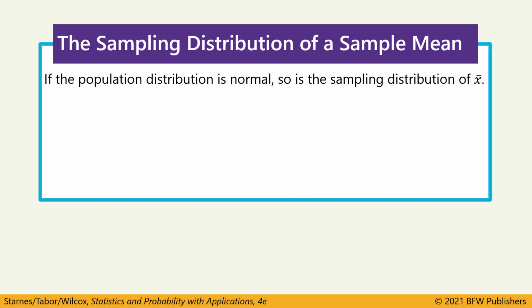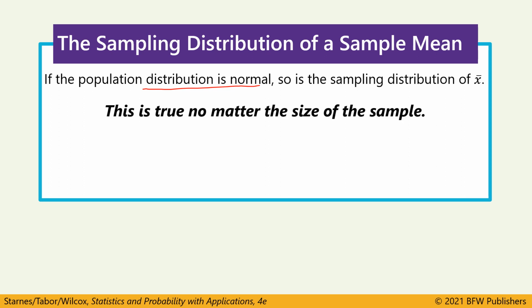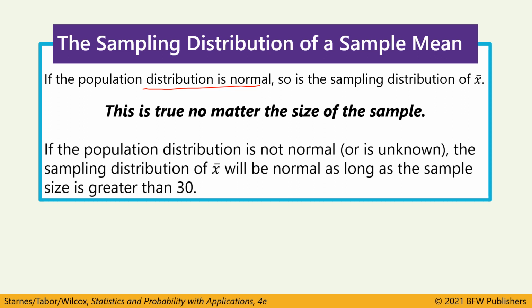That said, if our population distribution is normal, any size sample is okay to make a sampling distribution that's approximately normal. If it's not normal, if it's skewed, or if we don't know the shape of the population distribution, we want to have a sample size that's greater than 30. If that's the case, we'll have something that's approximately normal.